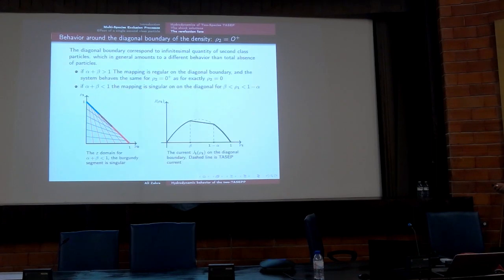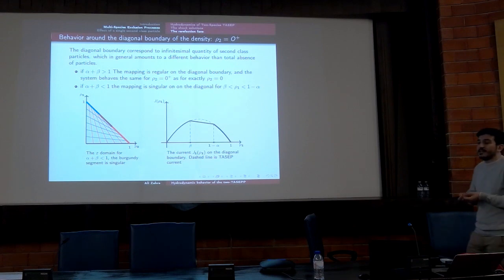Okay, so now we'll comment on what happens on the boundary of this density region. As I said, these singularities have physical meaning. For instance, when alpha plus beta is smaller than 1, this segment is singular, which corresponds to a cut in the TASEP expression of the current, which is just hyperbolic. So what does it mean when we are here on the boundary?